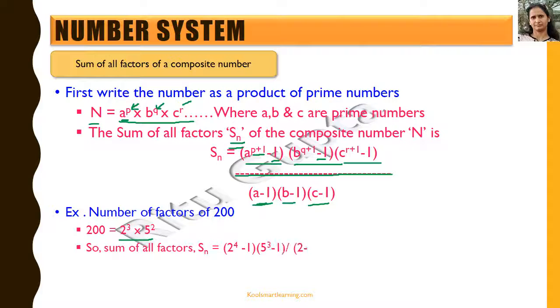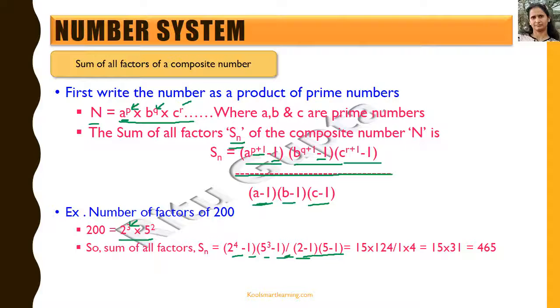So using this formula we get the sum is equal to 2 raised to power 3 plus 1, which is 2 raised to power 4 minus 1, and similarly 5 raised to power 3 minus 1, divided by, this is whole divided by 2 minus 1 multiplied by 5 minus 1.